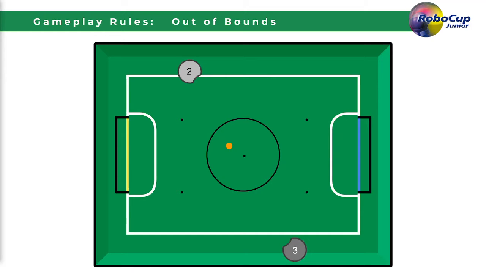One case a robot is called out of bounds is when it is completely beyond the white rectangle. In this picture, only robot number 3 is out of bounds because it is completely outside of the white rectangle.